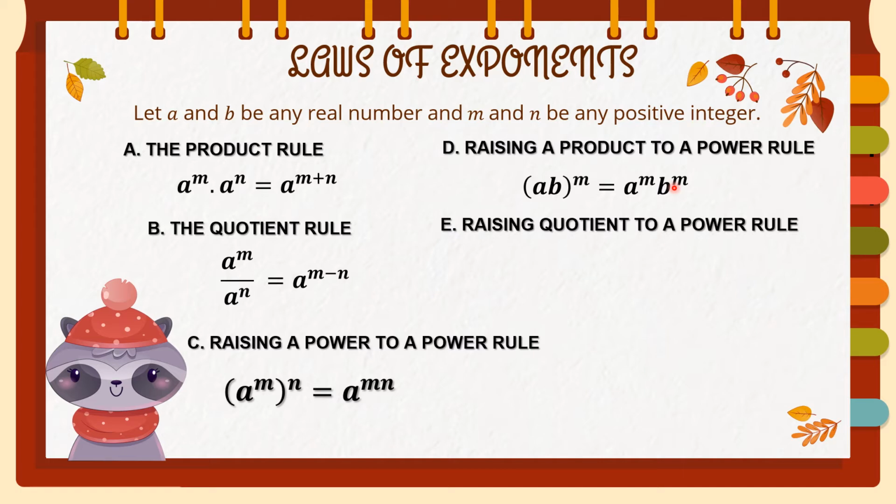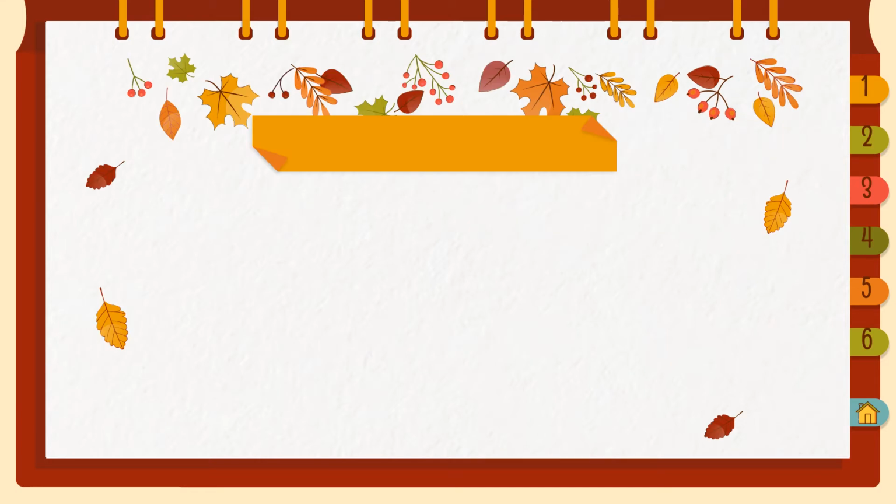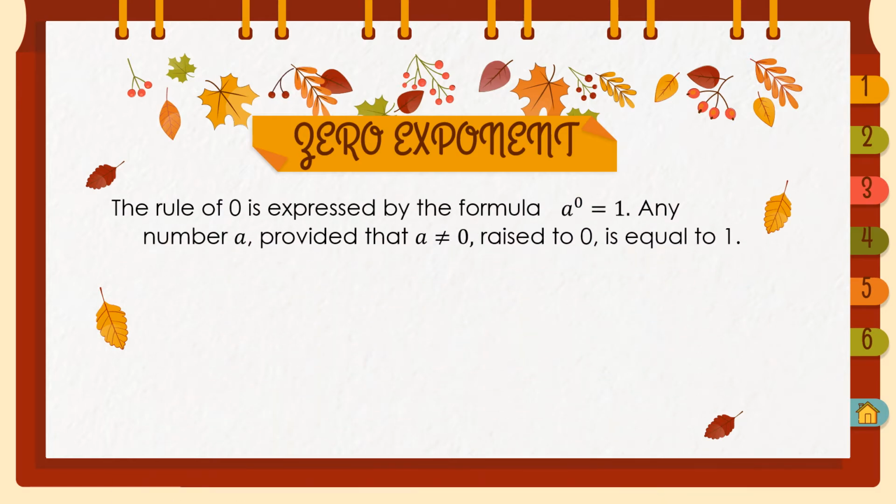Letter E, raising a quotient to a power rule. Kapag ganito naman po, distributive pa rin yung exponent, pero division na siya. So, magiging A raised to the M power divided by B raised to the M power. Those are the different laws of exponents that you already tackled when you were still in grade 7, if I'm not mistaken. So, let's proceed now to zero exponents.